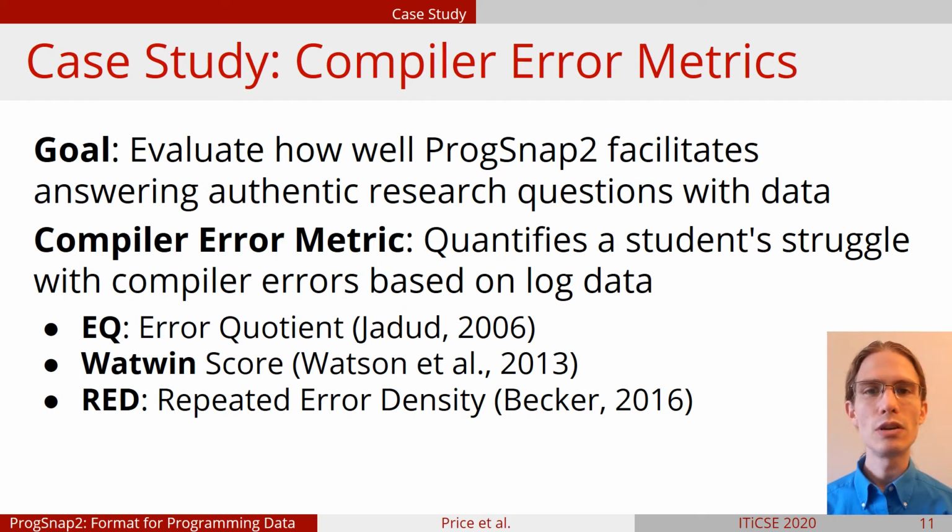That research concerned compiler error metrics. These are intended to quantify the extent to which a student struggles with compiler errors while programming. They're traditionally calculated automatically from students' log data, and they've been correlated with students' final grades. In particular, we looked at the error quotient, the Watwin score, and the repeated error density metric.